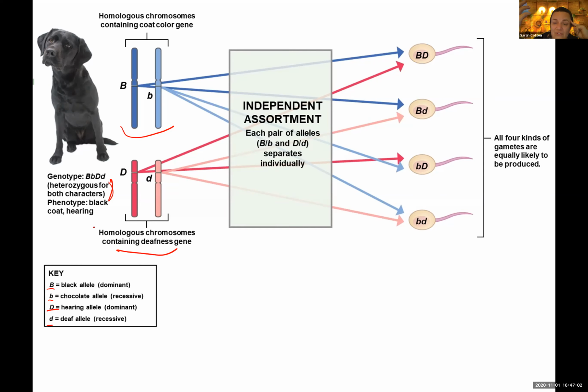If he's heterozygous for both, what that means is that his sperm can end up with a bunch of different combinations, because now we're talking about 2 genes instead of 1. You're going to have a B and a D in each sperm, one of each. In the dog himself, we have 2 B's and 2 D's, but in his sperm, he's going to have 1 B and 1 D. So what are the possible combos? You could have a big B and a big D, a big B and a little d, a little b and a big D, or little b and little d.